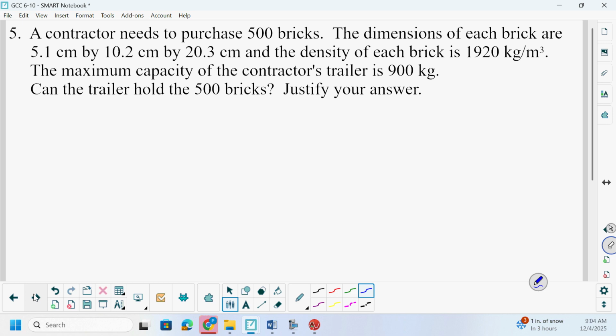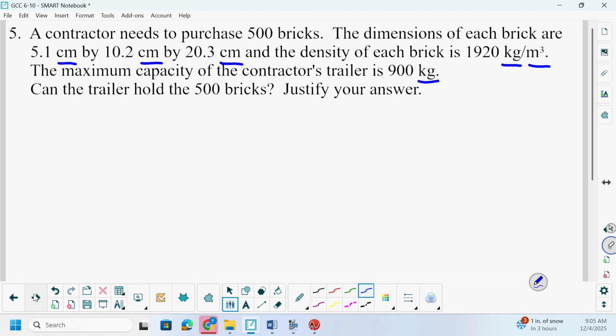When you have density or volume word problems, you need to be on the lookout for unit consistency. So our dimensions of the brick are all given in centimeters. Our density is kilograms per meters cubed. And then later we talk about kilograms for the capacity of the contractor. So notice kilograms is unit consistency. We got kilograms in the density, kilograms for the trailer. But our volume and distance units, there's not consistency. We have meters cubed in the density, but centimeters in the bricks.